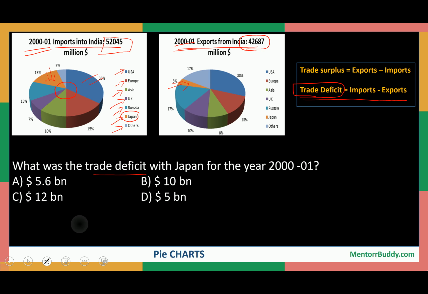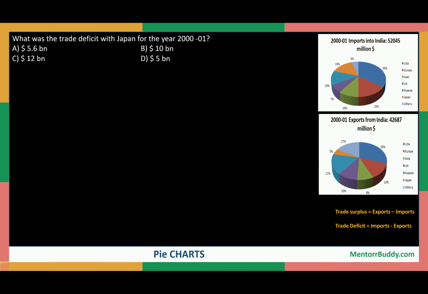Okay, so how to solve it? You just need to find out the percentages, that's it, right? So we can see that first we need to find out the import. So import is how much for Japan? It is given as 15%. So 15% of the total import we will find out. Import value for Japan we need to find out, right? That will be equivalent to 15% of the value 52,045, right? So we will calculate it.